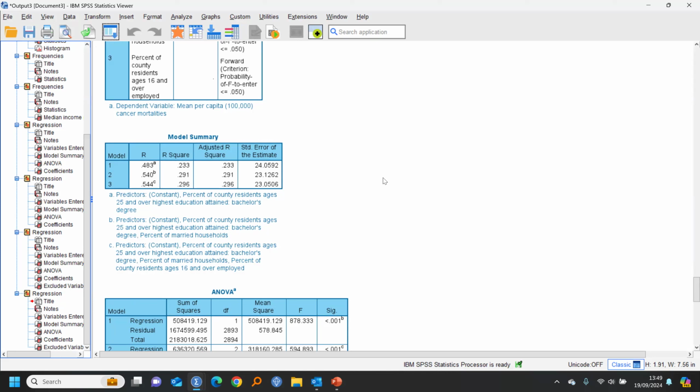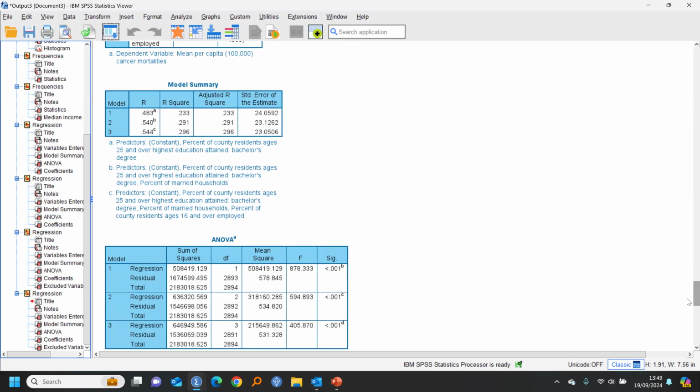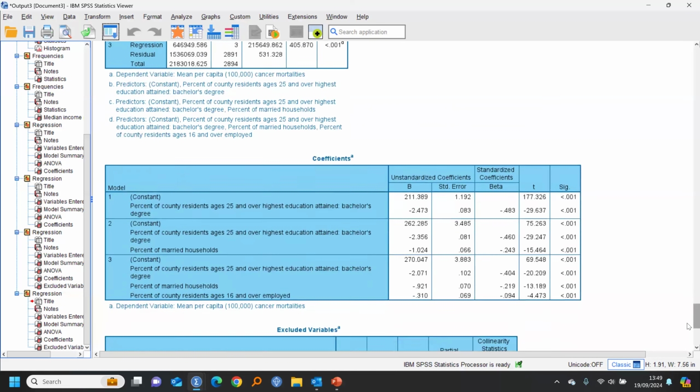So it starts with an adjusted R-squared of 0.233, so 23%. It jumps to 29%, and then just increases it ever so slightly to 29.6%. So 29.6% of the variation. Of course, we don't have any numerical data here, we only have demographic data, so it's very difficult to predict. But nevertheless, nearly a third of the variation in per capita cancer mortality can be predicted from these 3 fields.